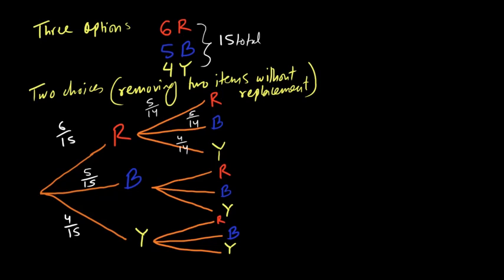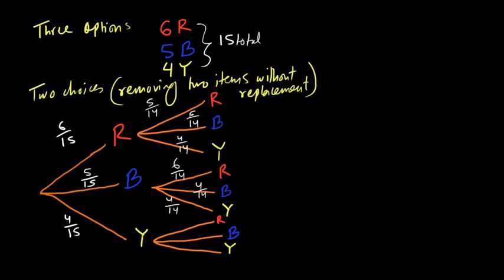Now if you remove one blue, then again it is going to be 6 by 14 for red. No red has been removed, only one blue has been removed. In case of blue, one blue has been removed, so it will be 4 by 14. In case of yellow, again it will be 4 by 14, because no yellow has been removed.